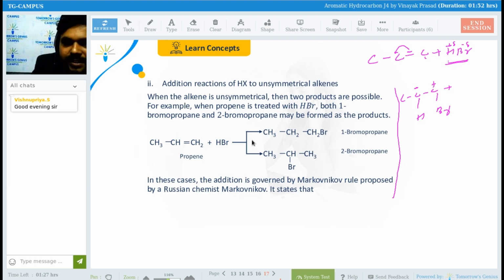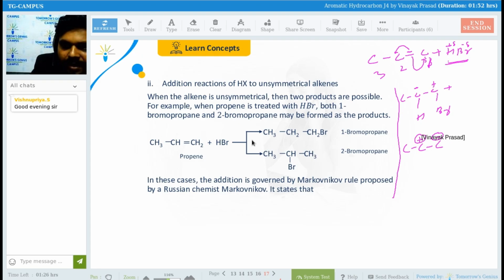Now the second case would be what? If this double bond is shifting towards this carbon, see here. So the double bond has been shifted to this carbon. This is the third carbon, let's suppose I'm telling, although this is not the third one, right? This is the first carbon, this is the second, and this is the third one, right? So it is shifting towards the first carbon. So this will have a minus charge and this will have a positive charge.